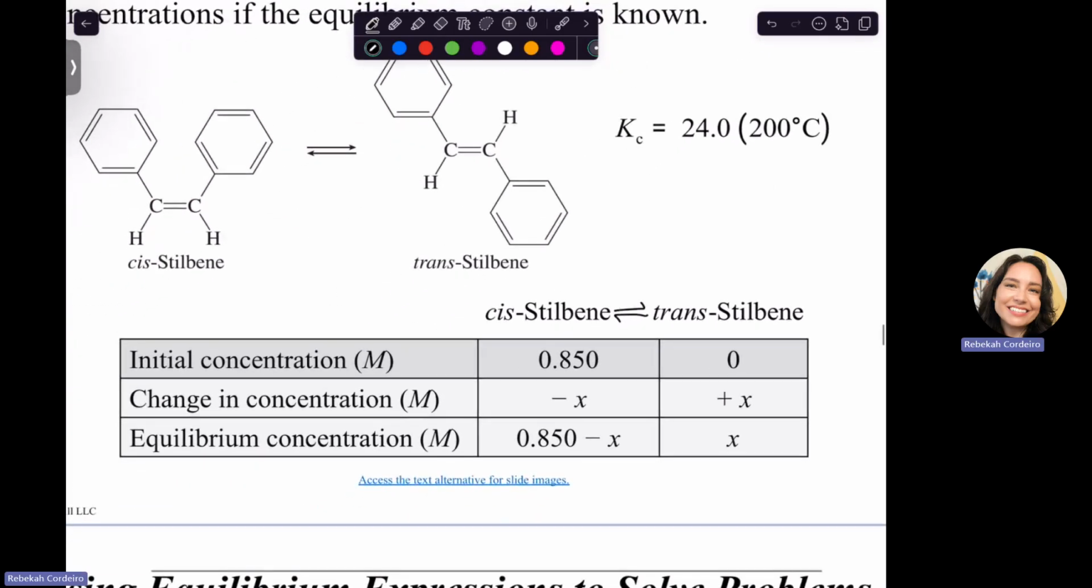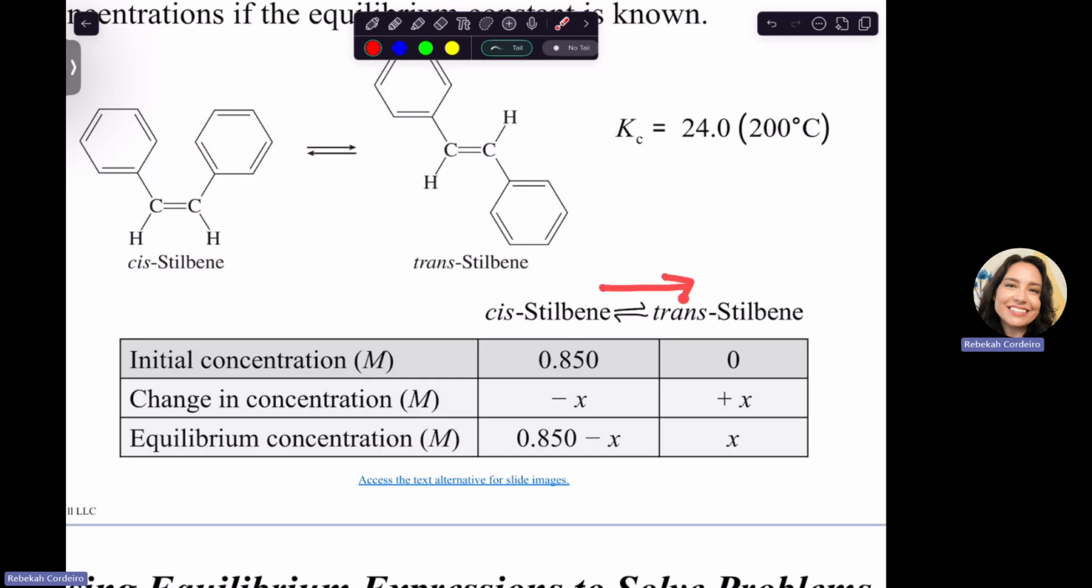If we put in an initial concentration of 0.850 of our reactant, and 0 concentration of our product, which is typical, right? We just put in reactants. We can think about the change in concentration. Now, the change in concentration is basically telling me what direction the reaction is going to go. If I put in only reactant and I have 0 products, what direction do you think the reaction can go? It can move to the right.